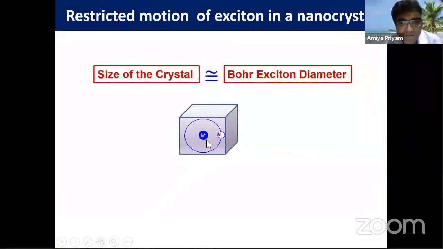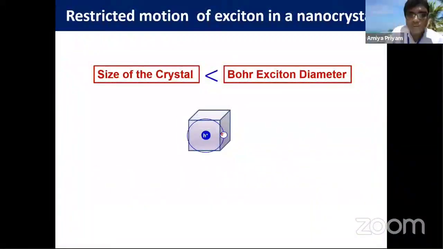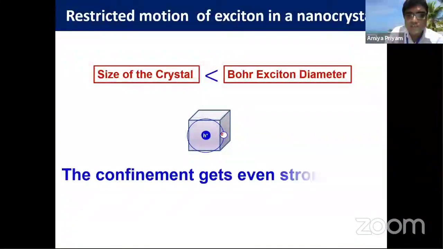So if we are able to execute this in all three, not able to move easily in any of the three dimensions, that is a quantum dot. And so we say that the exciton is now confined. You can further decrease the crystal size below the Bohr exciton diameter, and the confinement gets even stronger and stronger.